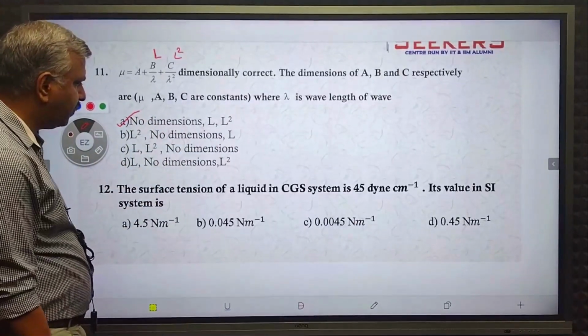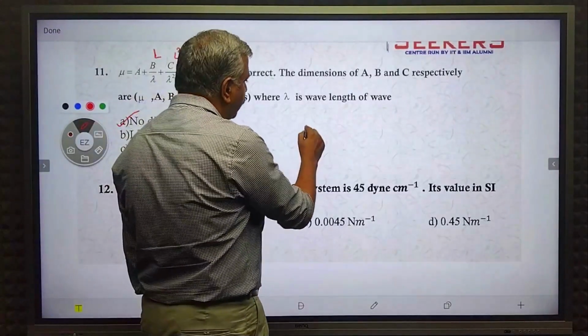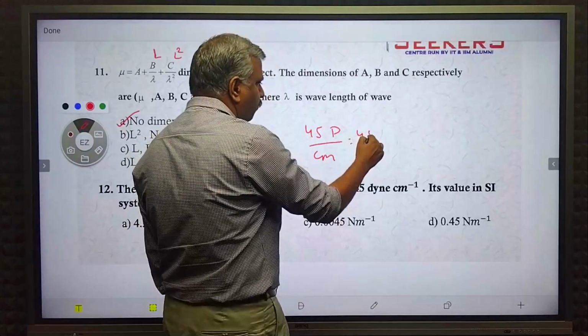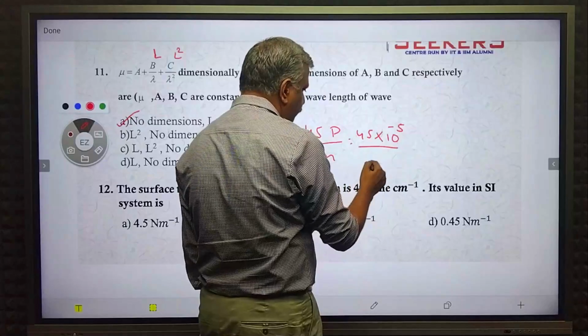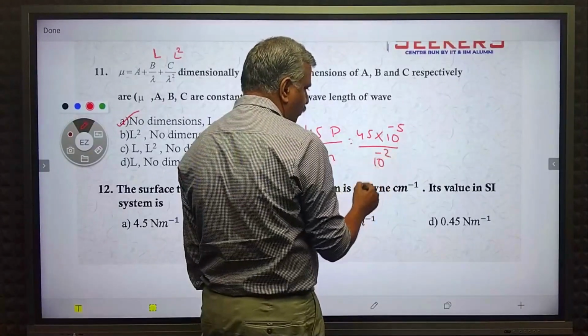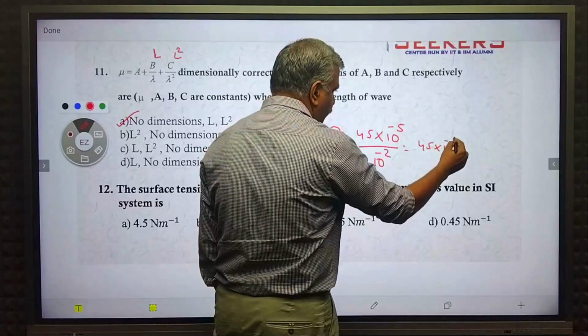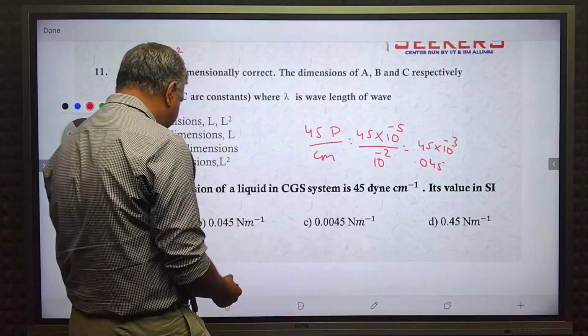The surface tension of a liquid in CGS system is 45 dyne per cm. So what is its value in SI system? So it is 45 dyne per cm. That is equal to 45 into 10 power minus 5 newtons divided by 1 cm, which is 10 power minus 2 meters. So that will become equal to 45 into 10 power minus 3. So it will be 0.045 or 45 into 10 power minus 3.